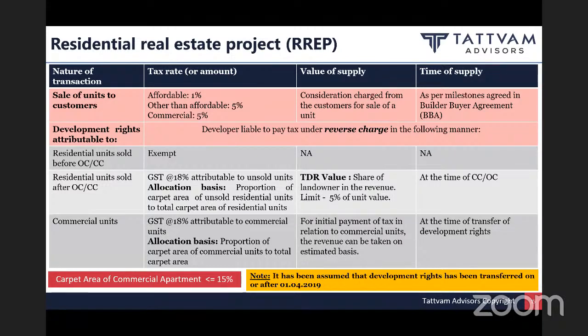For the benefit of everyone, we are assuming that the developer is selling each unit at 1 crore rupees. So ultimately he is getting 100 crore rupees as realized value, out of which I will get 40 crore rupees. On sale of units to the end customer, it's clear. The rate of tax for residential unit is 1% or 5%. If it is affordable, 1%. For non-affordable, 5%. Further, commercial units are also 5% in case of RREP. So sale of units is chargeable at these respective rates.